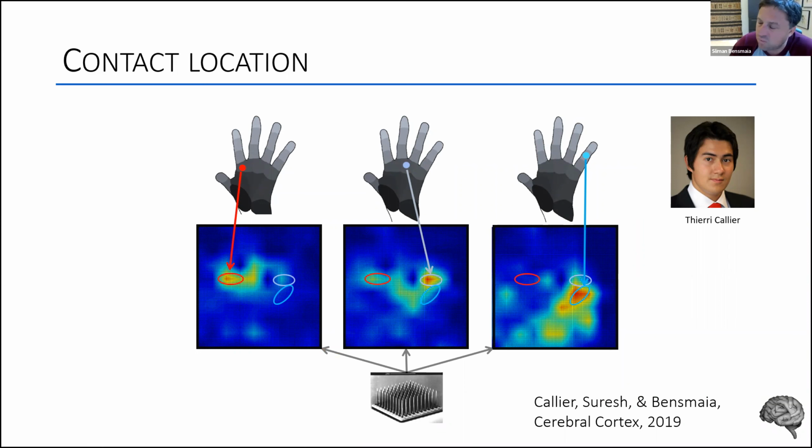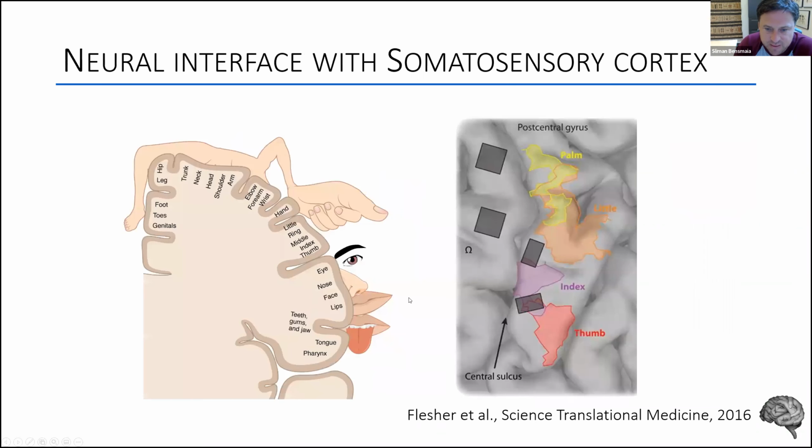I mean, this has been known for a long time, that there's a map of the body in somatosensory cortex. And now let me prove it to you. It's been shown a bunch of times, but this is the pattern of neural activity.